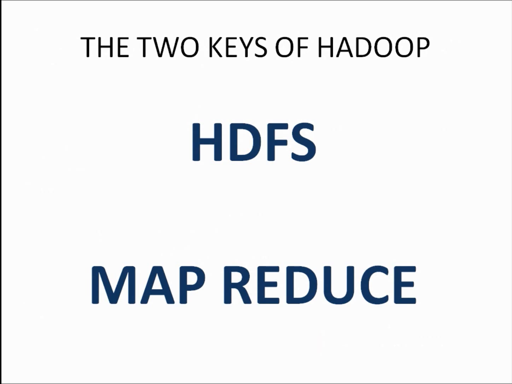So friends, when we talk about how Hadoop functions, it has two core modules: HDFS and MapReduce. Now let us go through them one by one. HDFS stands for Hadoop Distributed File System. As the name suggests, it distributes the files, and that is the system which Hadoop has.